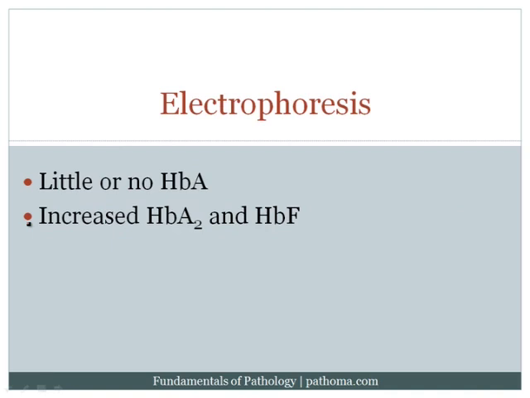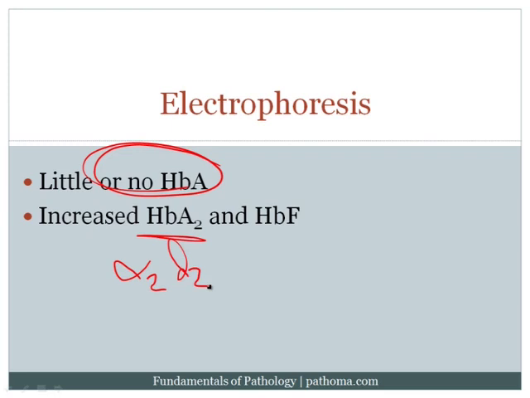On electrophoresis, the key finding: no hemoglobin A. The only hemoglobins that the patient will have are hemoglobin A2, and again, A2 is made up of alpha 2 and delta 2, so there's no beta needed to make A2, and they'll have hemoglobin F, and hemoglobin F is alpha 2 and gamma 2, and again, there's no need for beta. So the key finding would be no hemoglobin A.